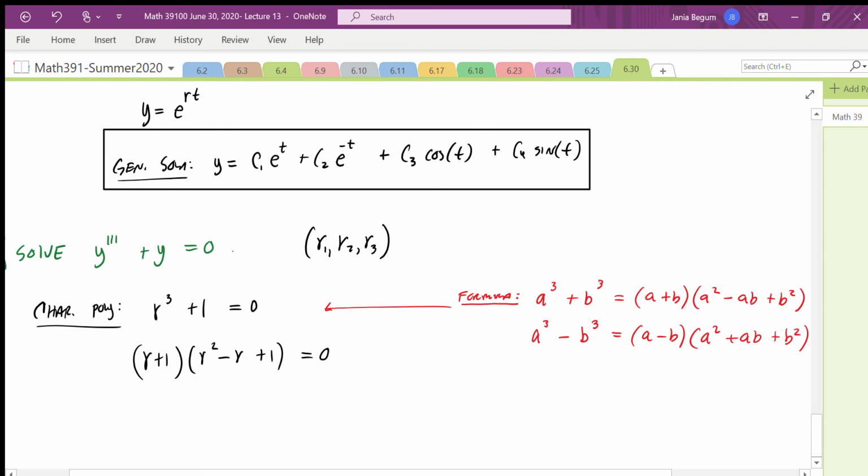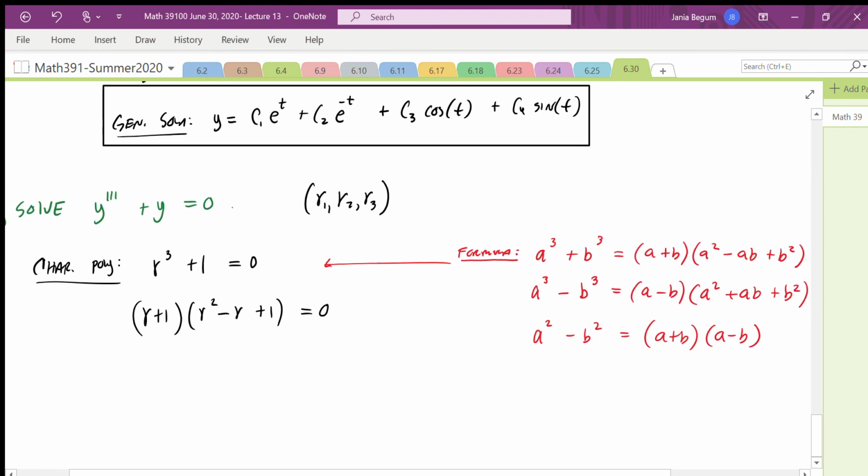Okay, and then we are very familiar with the difference of two squares. That's going to be a plus b times a minus b. So these are the three formulas that I think are very useful as far as this course. We will be using them very often. And sometimes you can also avoid this. If the roots are complex, then you can use the roots of unity method, which we're going to cover later on. But for now, let's see if we can just use that formula.